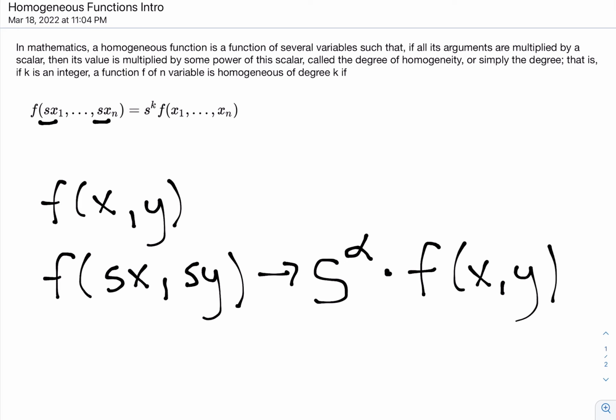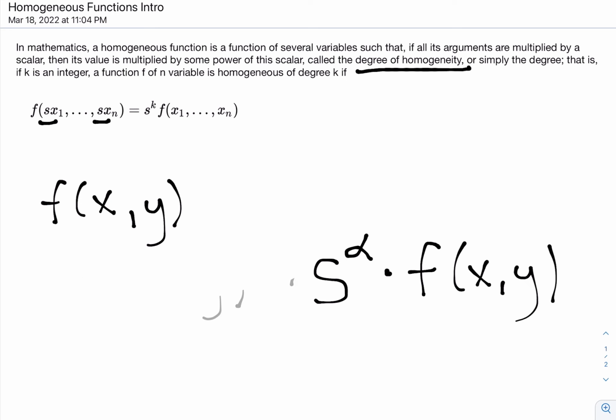It's important to note that this exponent, this alpha, or they used k, is called the degree of homogeneity. So if we can factor out an s squared, the scalar squared, that means we have a homogeneous function of degree 2. So it has a degree of homogeneity of 2. Let's come up with some examples here.